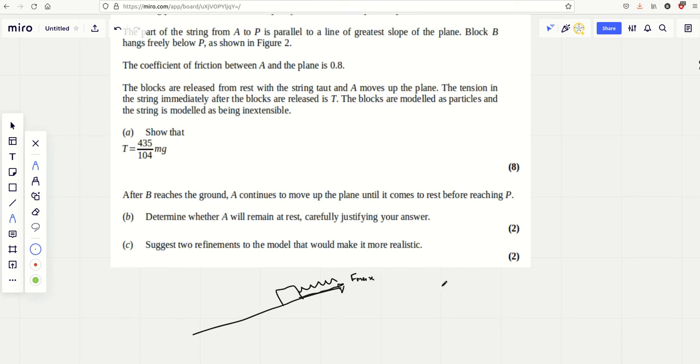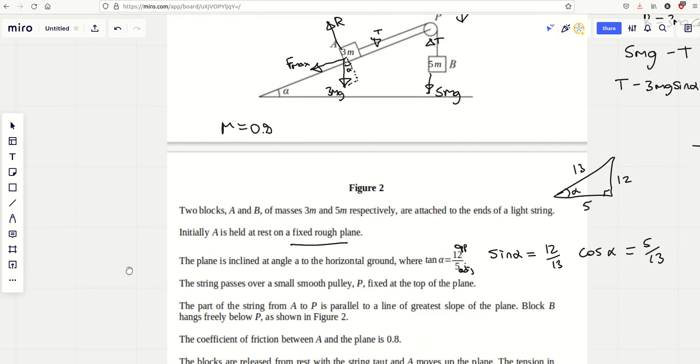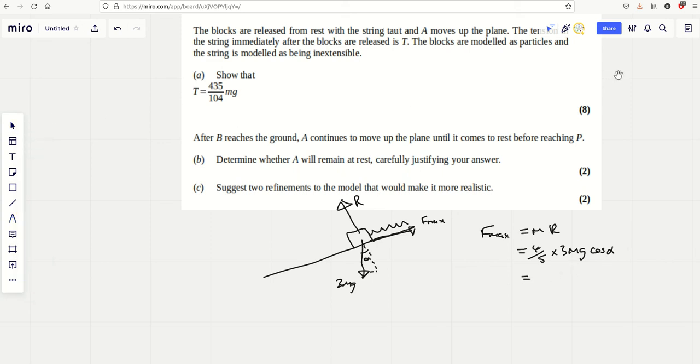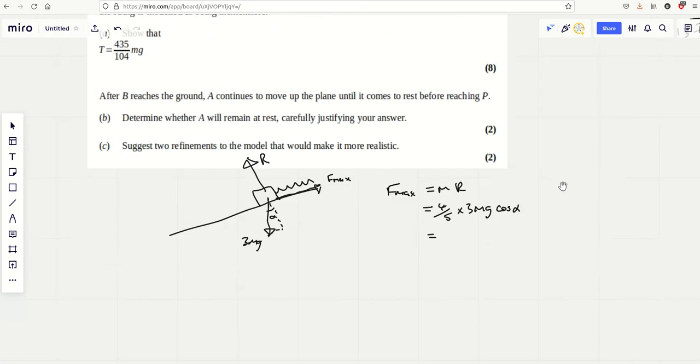Basically, you've got to compare F max, the maximum friction available, to the weight. And the weight is pretty much still the same as it was before, because the weight is going to be, let me just remind myself what the weight was of this, 3 mg. And we're going to be comparing 3 mg sine alpha. So all you've got to do is point out, well, F max is mu R. And this hasn't changed at all, actually, because this will still be 4/5 times R. But remember, R is 3 mg cos alpha. And that came to, we already worked it out before, exactly the same value as the one up here. It's 12 mg over 13.